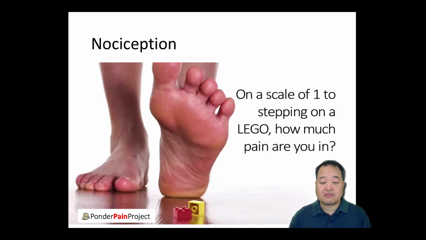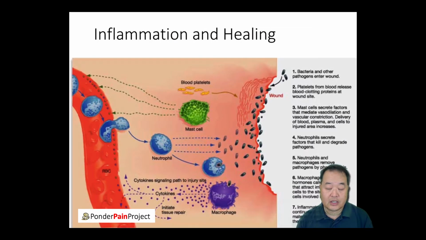So nociception is this concept that the tissue is injured. Now, on a scale of 1 to 10, stepping on a Lego, how much pain are you in? I have kids, and I've stepped on plenty of Legos, and I know it causes excruciating pain. Now, what happens when we step on that Lego that causes this pain? What is one of the first things that occurs in our body when we injure ourselves?